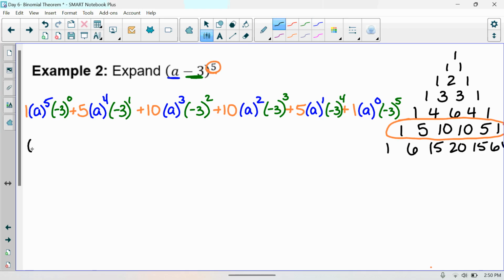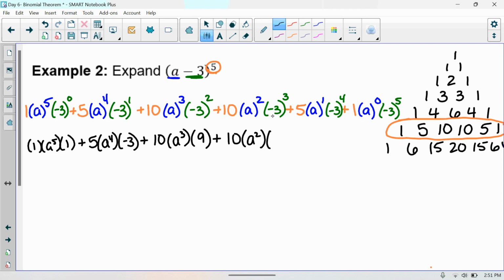So I have 1a to the 5th times 1 plus 5a to the 4th times negative 3 plus 10a cubed. Remember that a negative to any even power is always going to be a positive. So it's important that you pay attention to your signs here. So 3 squared gives me 9 plus 10a squared. A negative to an odd power is a negative, and 3 cubed is 27.